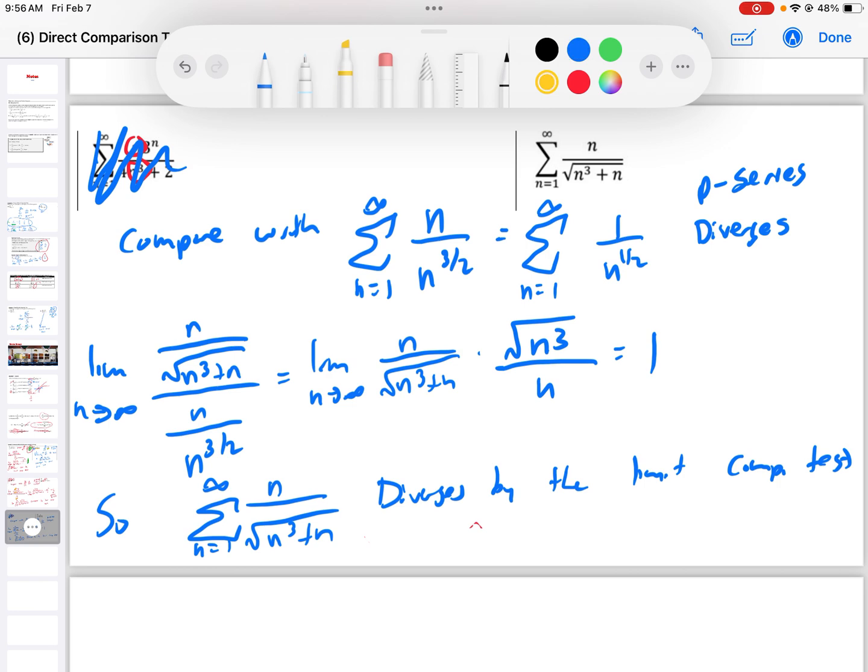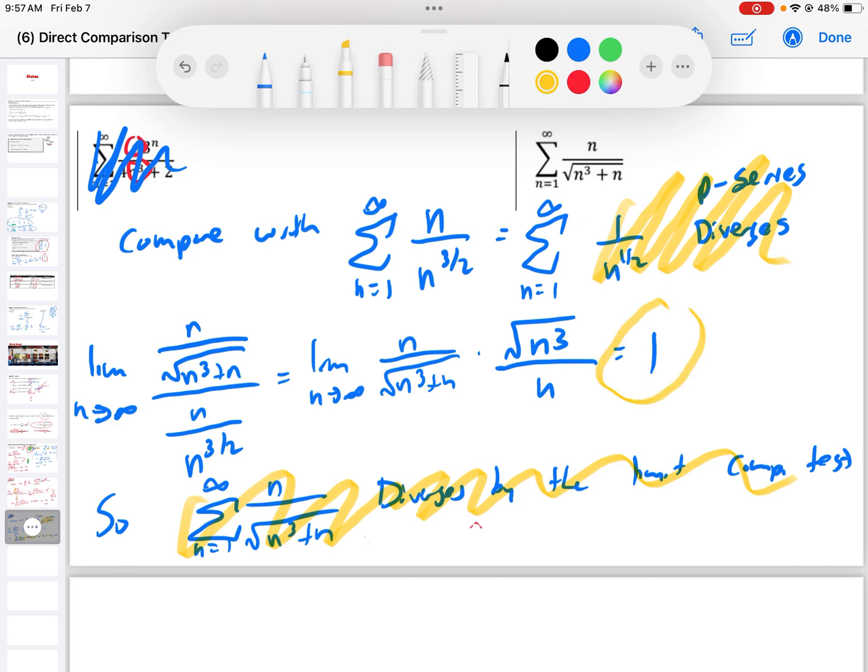So again, whatever you decide to compare it to, if I know this thing diverges, then this diverges if the limit of their quotients gives you a positive finite number. So if the one I compared it to would have converged, then so would the one I'm comparing it with. That would also converge if I get a positive finite number.